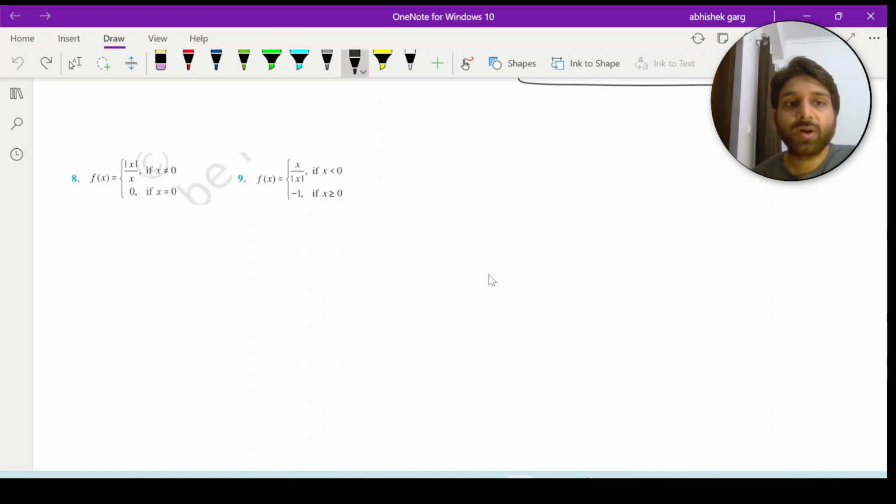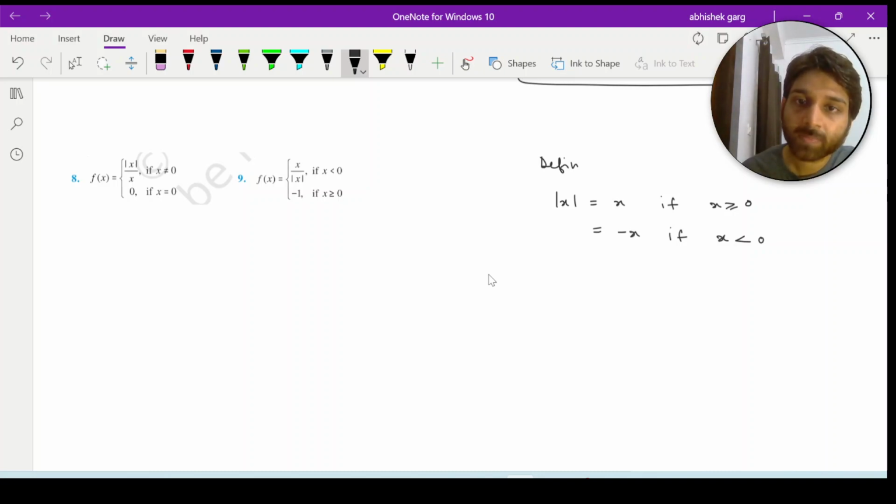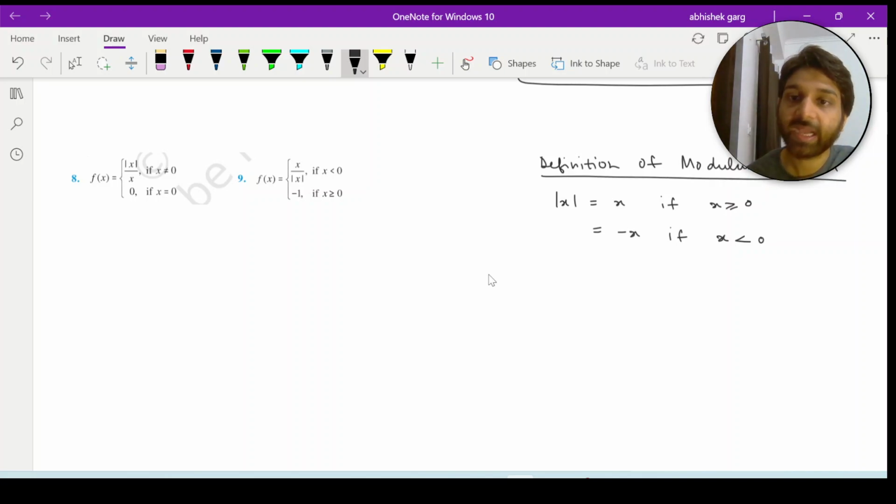As we discussed in the previous video, in any question where mod x is given to us, we have to first define mod x separately. So what is the definition of mod x? Mod x is equal to x if x is positive. We can take equal to 0 also in this one. And mod x is equal to minus x if x is negative, that is if x is less than 0. This is the definition of the modulus function that you must remember.